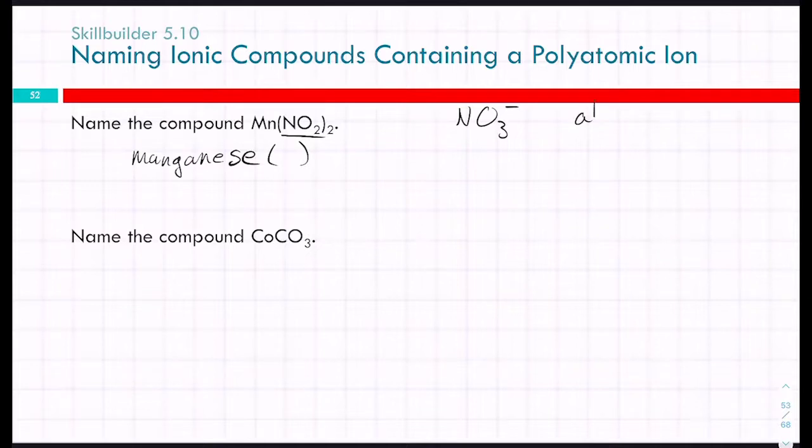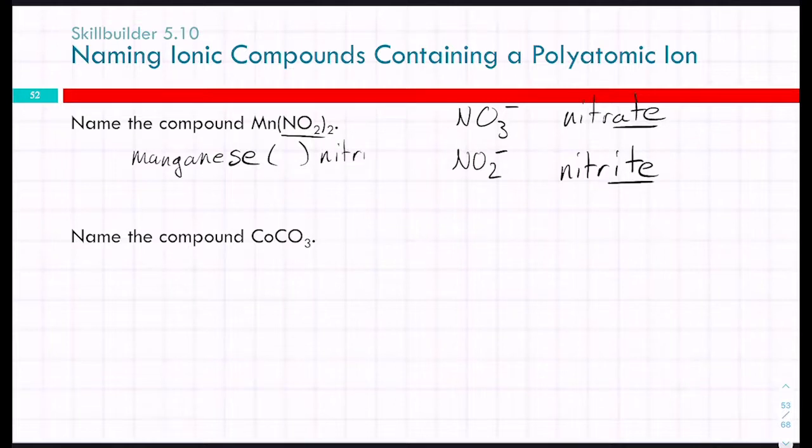So if this is the ATE form, NO3, and we have NO2, that's 1 fewer oxygen. So NO2 minus, let me write out the name here. Nitrate is the ATE form; the ITE form has 1 fewer oxygen. It's nitrite. So this is manganese nitrite.